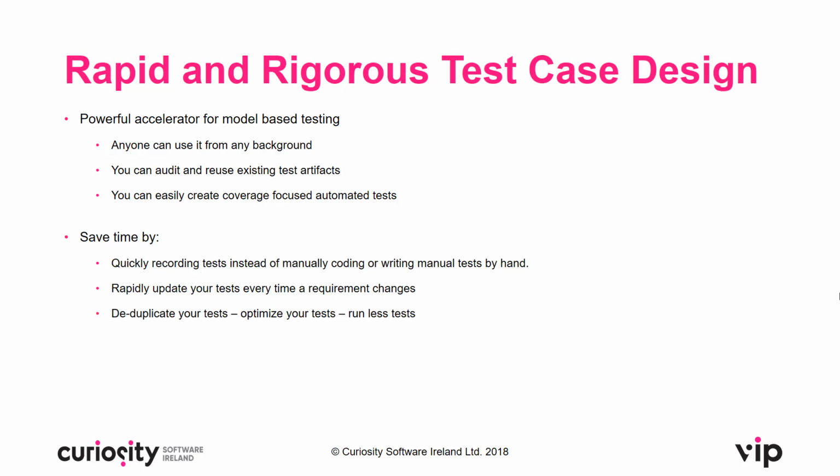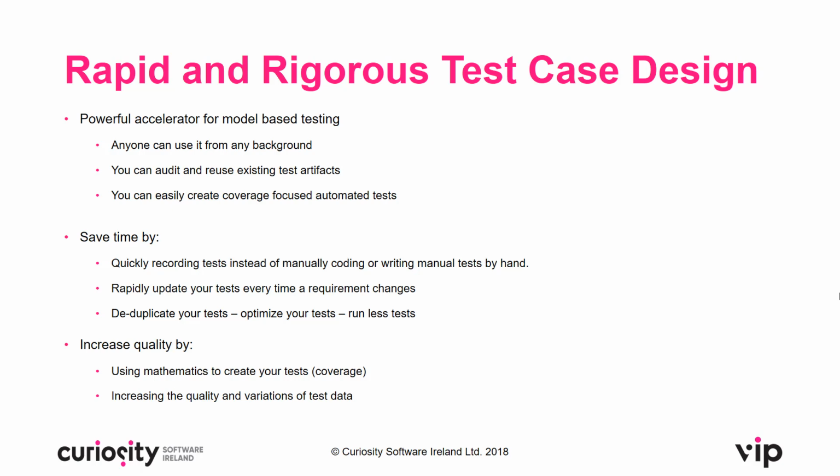You can deduplicate your tests and then optimize them to get the minimum number of tests which cover the maximum amount of your application. This increases quality by using mathematics to create your tests which are coverage driven, increasing the quality and variations of test data being applied inside your test scenarios, and also by tracking exactly what features you're testing so we can pinpoint failures back to the model and start to understand what went wrong and why.